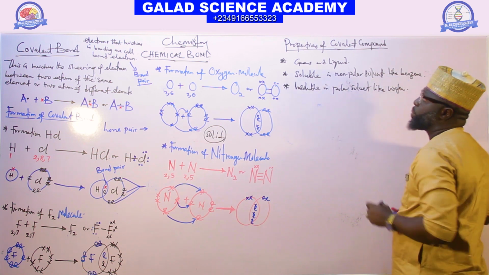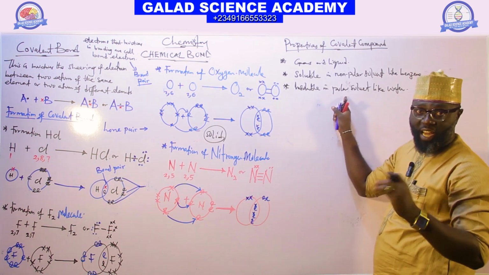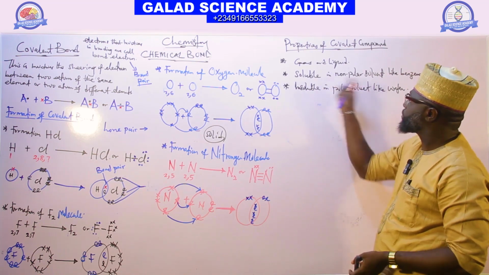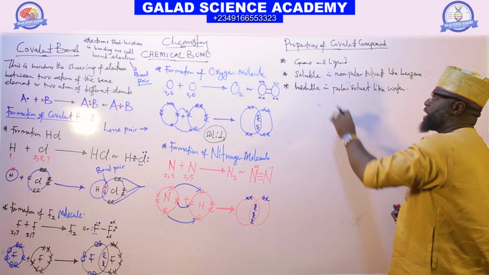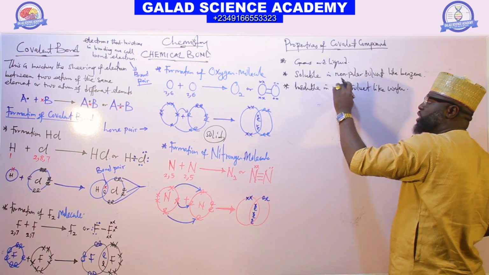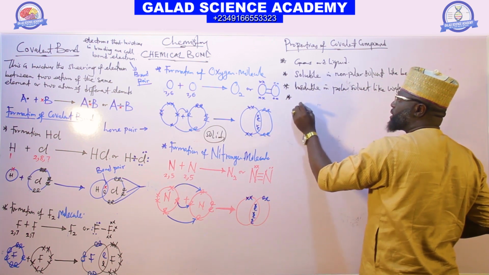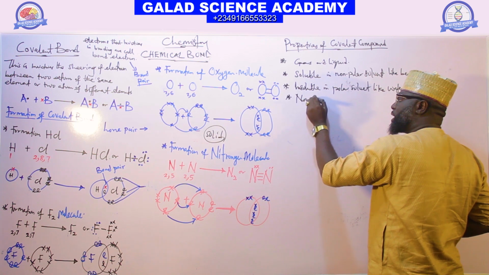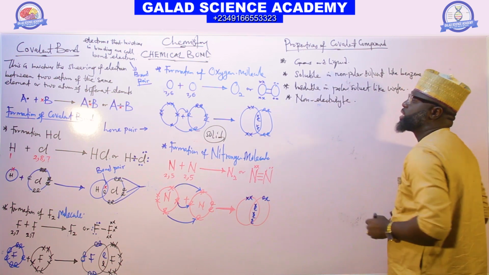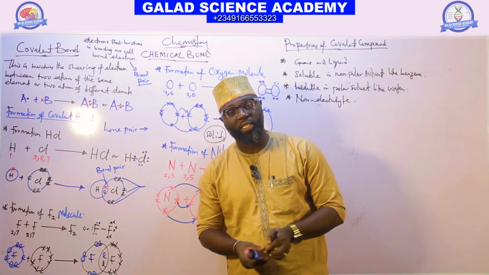But if it's an ionic compound, they will dissolve in polar solvents because of the charge they have. Their charges will attract each other and they repel each other. So they are insoluble in non-polar solvents. And they are electrolytes. You know that ionic compounds, when in molten form, are electrolytes.